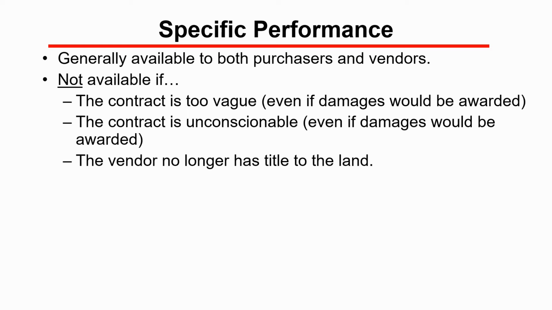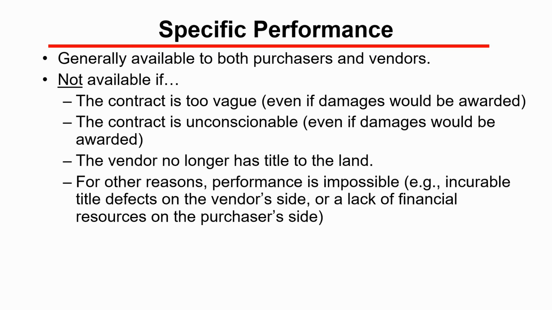The court won't take the title away from the bona fide purchaser, and therefore the vendor literally cannot comply with the contract. So the court won't give specific performance against the vendor in that situation. For other reasons, performance by a party may have become impossible. For example, the vendor may own the property, but it may have title defects on it that are incurable. They can't be fixed, and therefore the vendor cannot convey a marketable title.